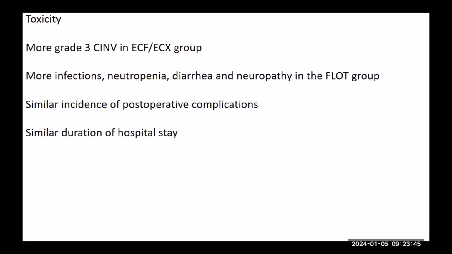Main toxicity, we know that there are more grade 3 toxicities in the ECF group, that was nausea, vomiting. But the other complications like infection, neutropenia, diarrhea, and neuropathy were higher in the FLOT group. Post-operative complications and hospital stay were similar in the two groups. So after this trial, for adenocarcinoma of the esophagus and GEJ, the FLOT regimen has become the standard for perioperative therapy.